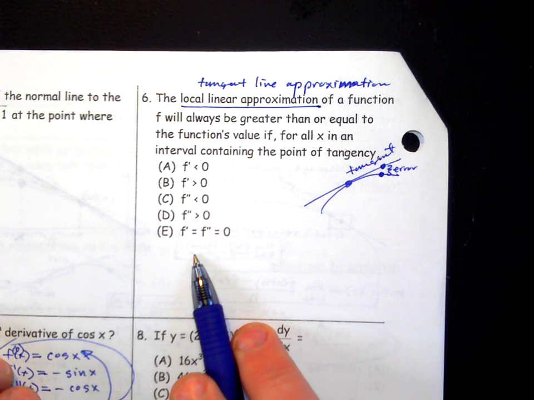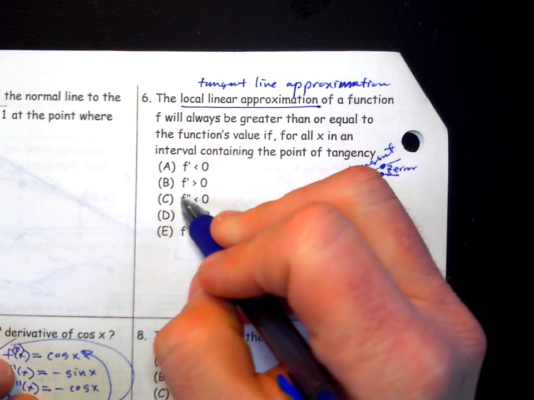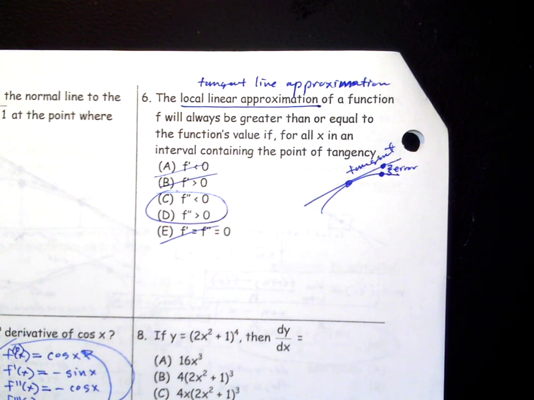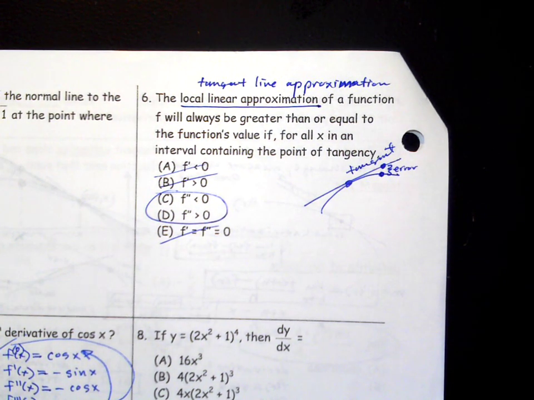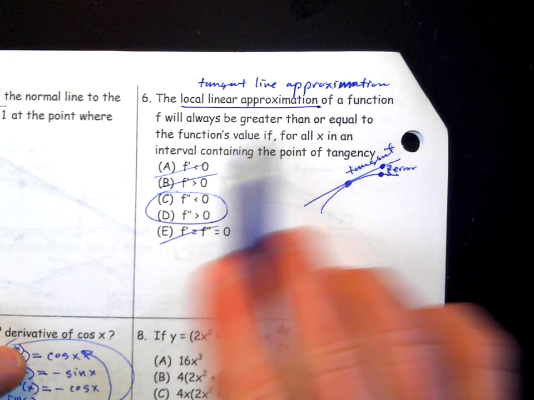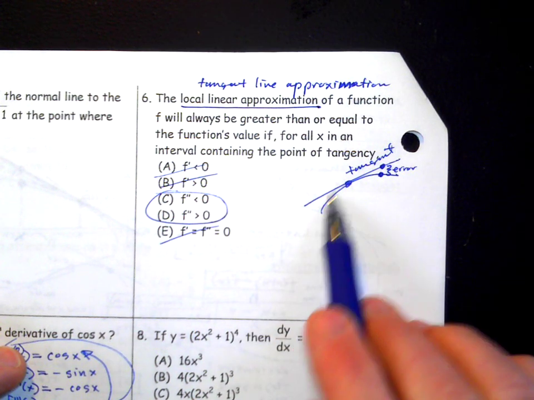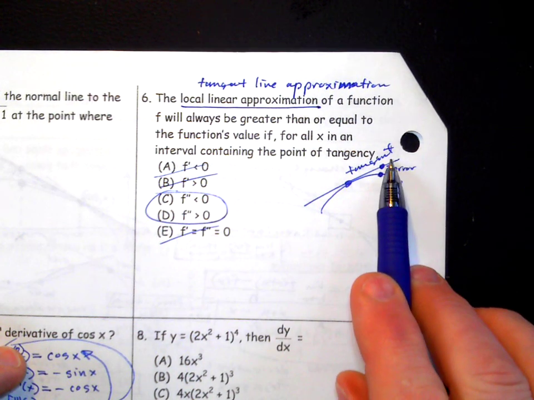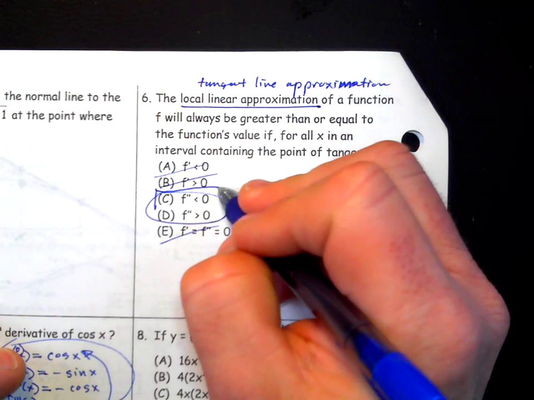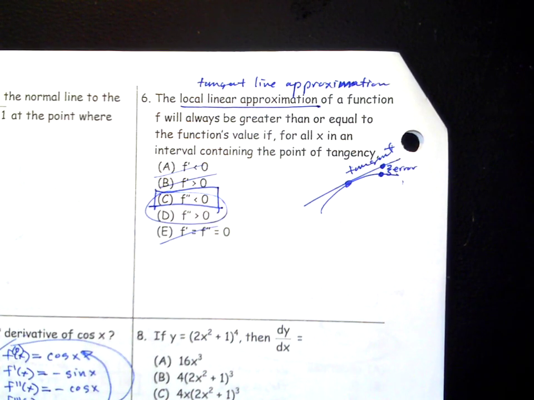So we were talking about that it has to do with concavity. So it's definitely, I think, these two. It's not if it's increasing or decreasing. It's not if it's a critical point. It says that f will always be greater than the actual value. And so we actually just drew an example here where all the things are greater than. It's when it's concave down. Okay.